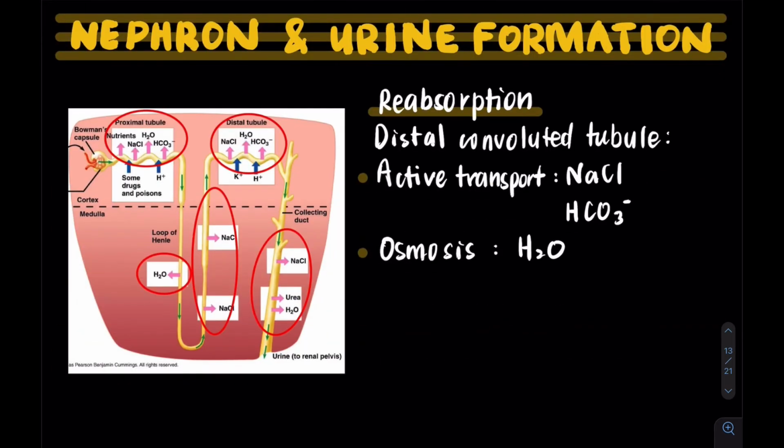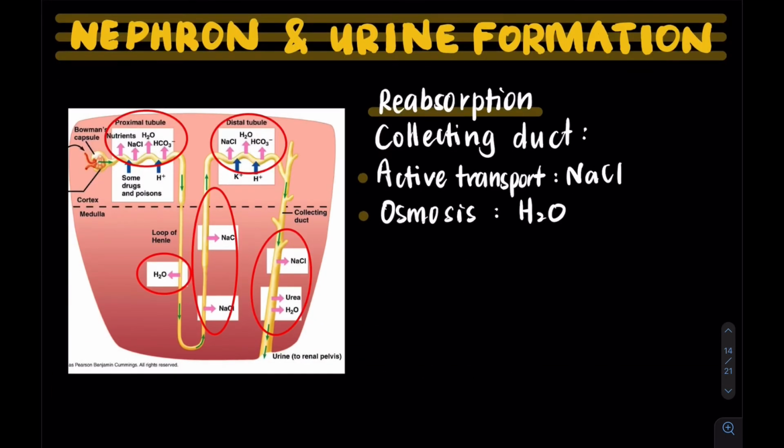At the distal convoluted tubule, sodium chloride and bicarbonate ion will move by active transport into the capillary. Water will move by osmosis. And at the collecting duct, sodium chloride is reabsorbed by active transport and water by osmosis.